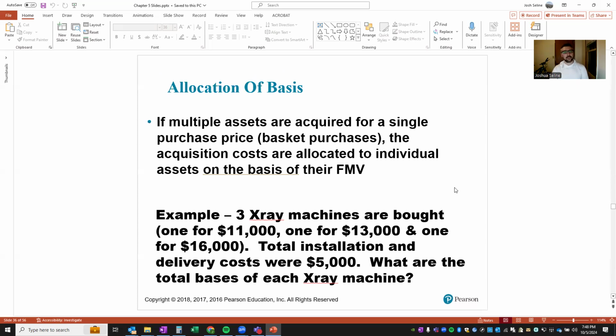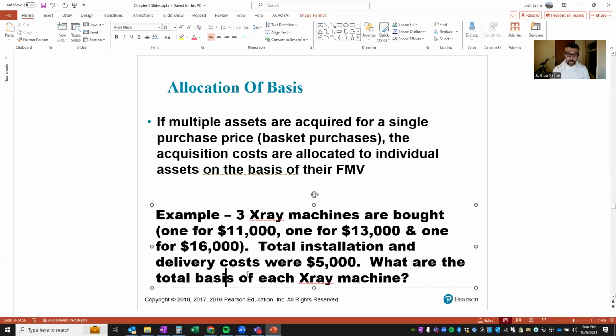Allocation of basis. If multiple assets are acquired for a single purchase price, then the acquisition costs are allocated to individual assets on the basis of fair market value. Here we've got 3 X-ray machines. They're purchased for 11,000, 13,000, 16,000. Total installation and delivery cost is 5,000. What's the total basis of each X-ray machine?